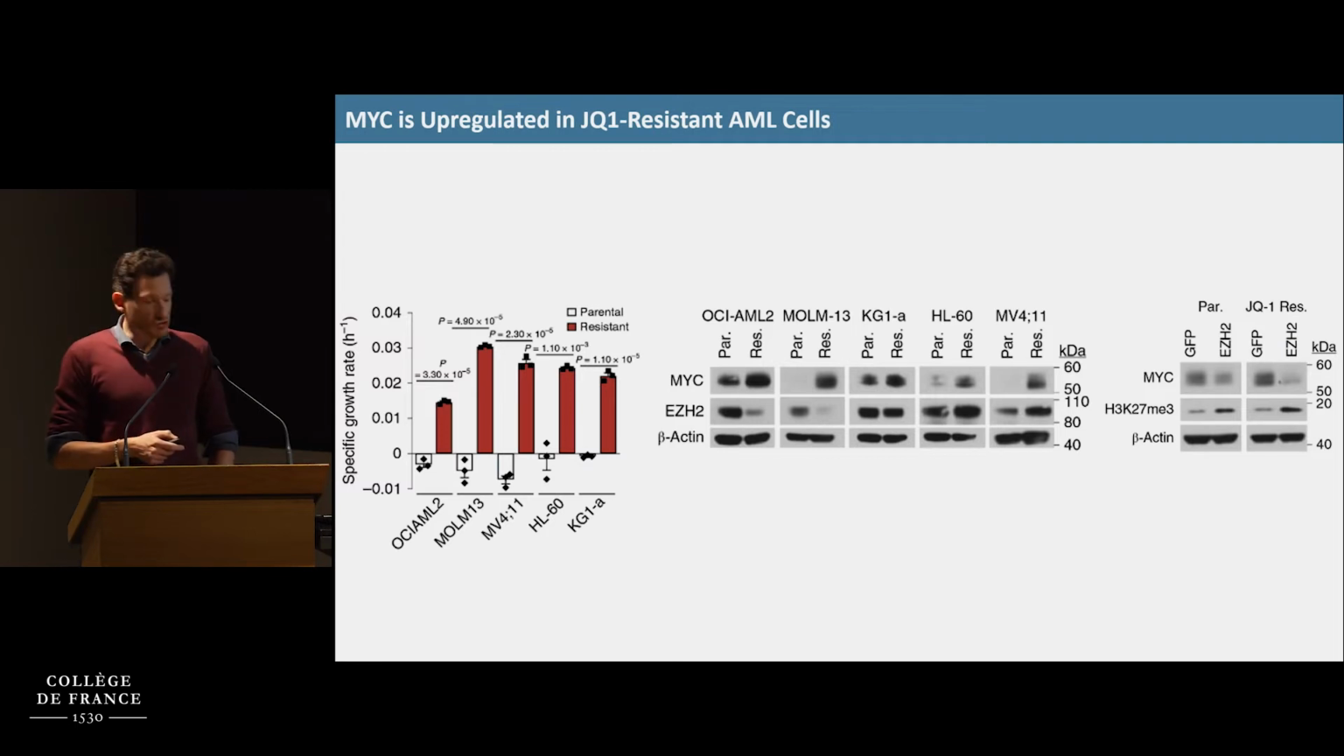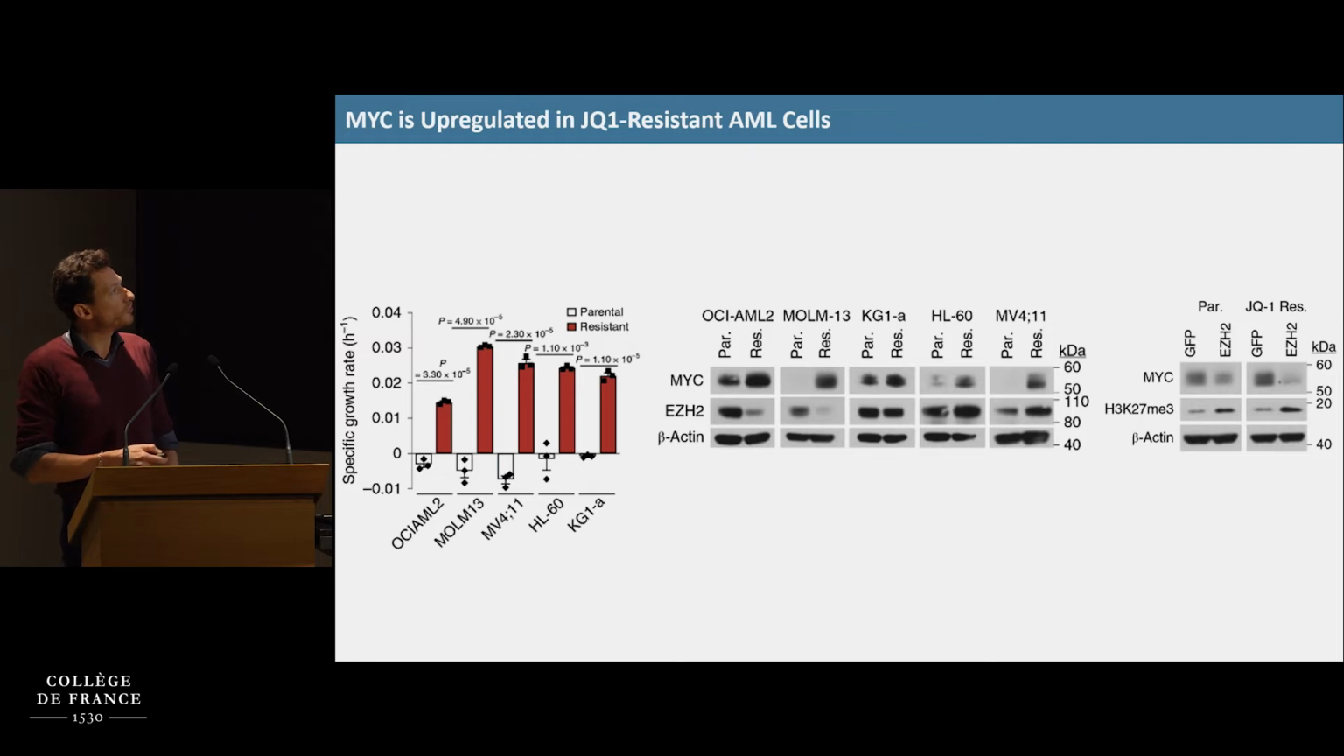Given our previous observation that MYC upregulation could drive resistance to JQ1, we asked whether, if cells naturally evolved to become resistant to JQ1, they could also express high MYC levels. So we decided to derive 5 AML cell lines to become resistant to JQ1, and we found that this was associated with an upregulation of MYC in the context of JQ1 resistance in comparison to the parental counterpart.